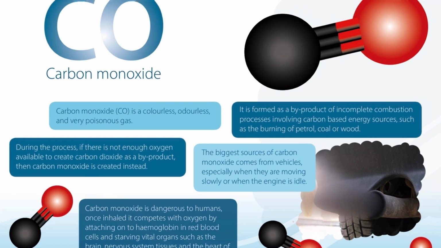Whenever carbon is burnt in a limited supply, in the incomplete combustion process involving burning of fuels such as petrol, coal, and wood, carbon monoxide is produced. So, in every reaction, when there is a limited supply, carbon dioxide is not formed while carbon monoxide is formed. The biggest source of carbon monoxide is the exhaust pipes of vehicles, especially when they are moving slowly or the engine is idle, because then there is less supply of oxygen. So in place of carbon dioxide, carbon monoxide is produced.